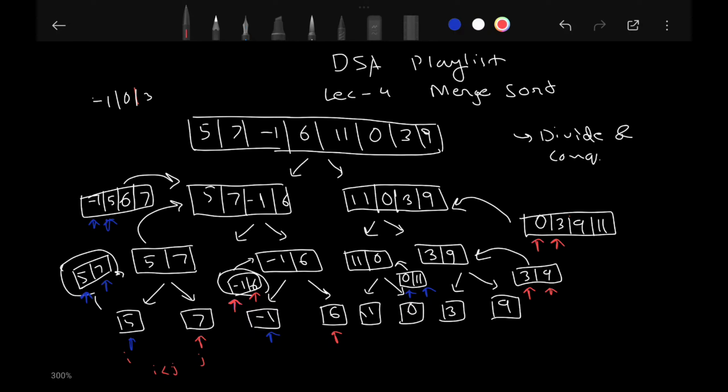Now j is again incremented since 3 has been put. Now 9 or 5, which is smaller? 5 is smaller, so 5 needs to be put. Now i is incremented since 5 has been put. Now 6 or 9, which is smaller? 6, definitely 6 is smaller, so 6 needs to be put in the array.